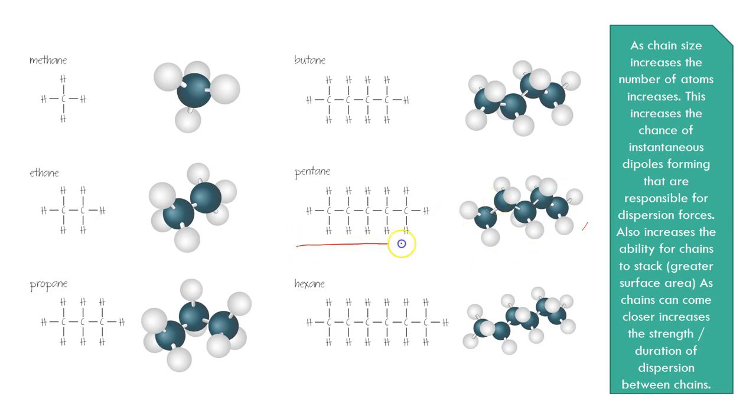You'll notice that these ones are often drawn flat in textbooks and things. Please do not draw flat on tests or exams. Okay, you need to show the zigzag form to show that you understand that it's tetrahedral, not 90 degrees around your carbon.